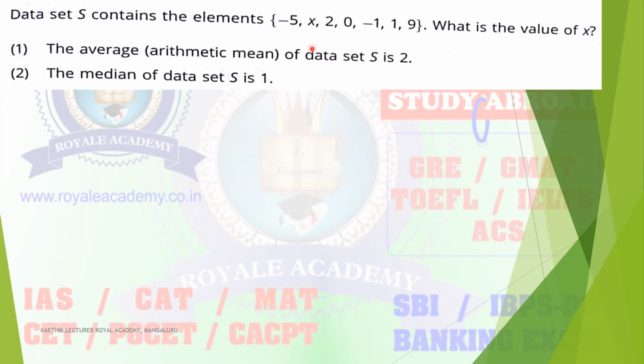So how to determine? The first statement: the average, the arithmetic mean of the set S, is 2. So you can find out how to determine the value of x. And the second statement is that the median of data set S is 1. So the median is given in one statement and the arithmetic mean in the other. From which statement can you determine the value of x?